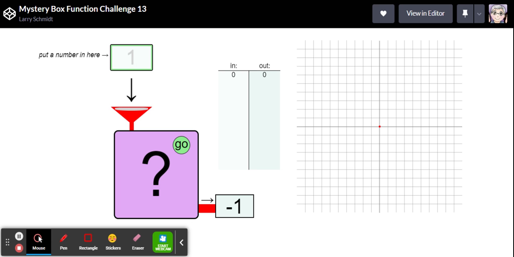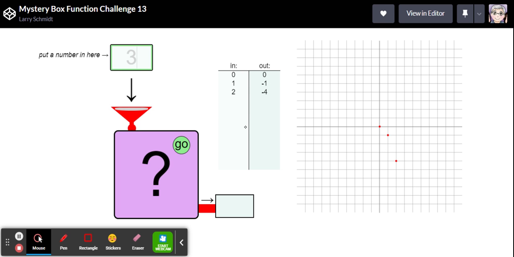So I put in a 1 and I get out a -1. Okay, so maybe this is a line with a slope of -1. So y equals -x. So every number you put in just gives the negative value. That might be. Let's put in a 2 and see if we get a -2. Oh, I got a -4 there. I'm going to put in a 3.